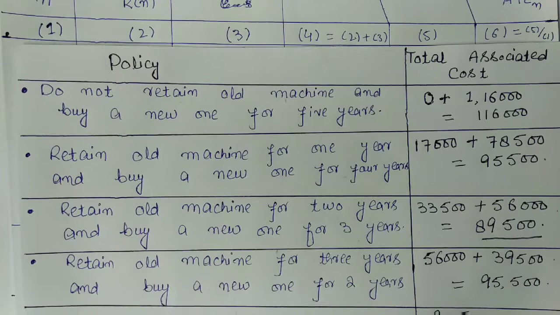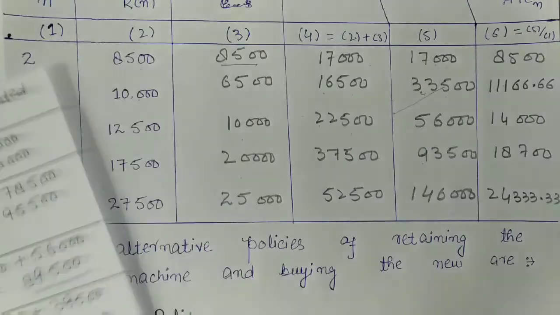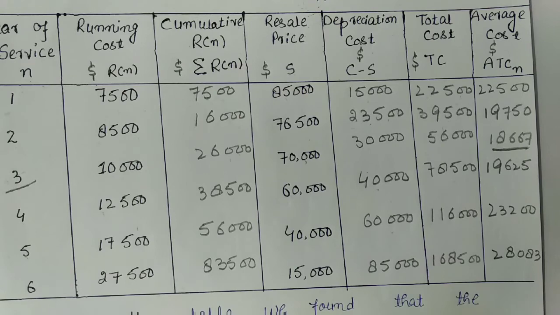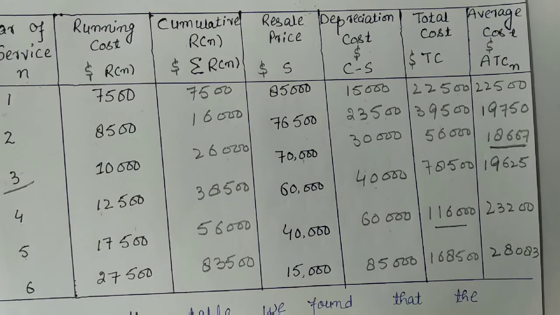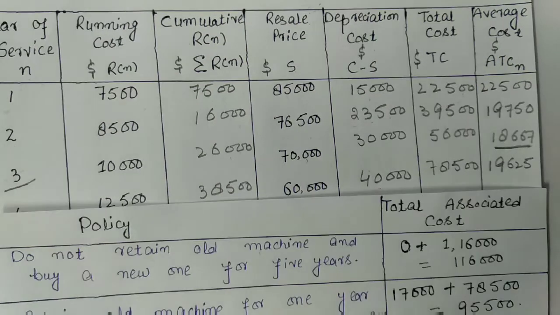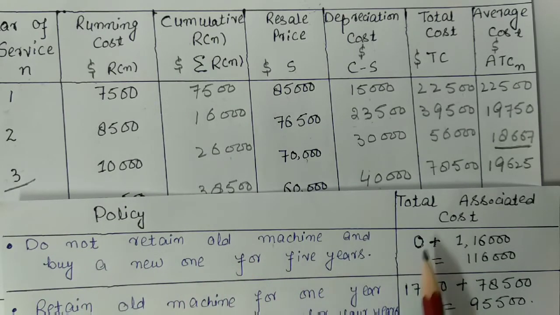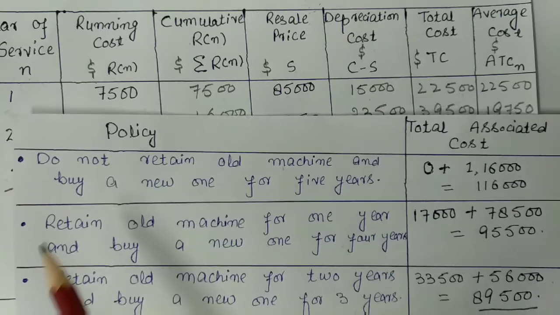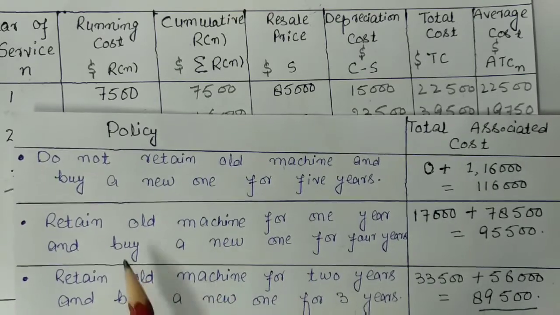Now the cost of buying a new machine for 5 years, from 1, 2, 3, 4, 5, is $116,000. So I can write 1,16,000 dollars. Now do not retain the old machine. It means that the cost is 0 for retaining the old machine, because I am not going to retain it. Now the second alternative is I will retain the old machine for 1 year, and then for the remaining 4 years I will buy the new one.